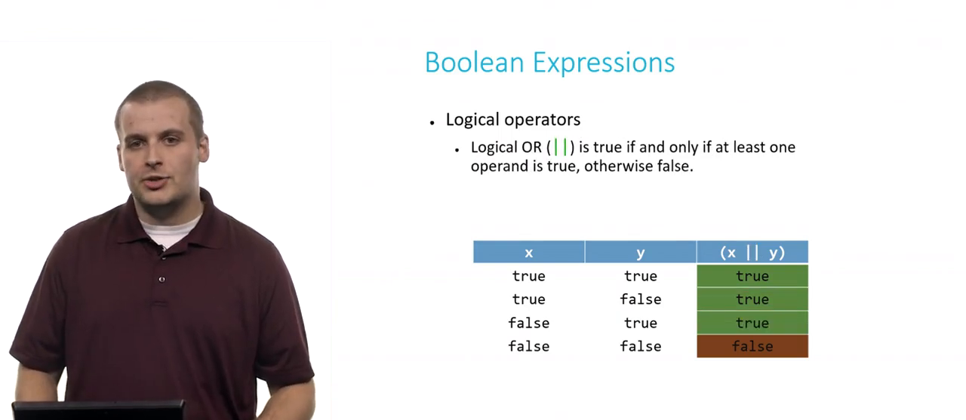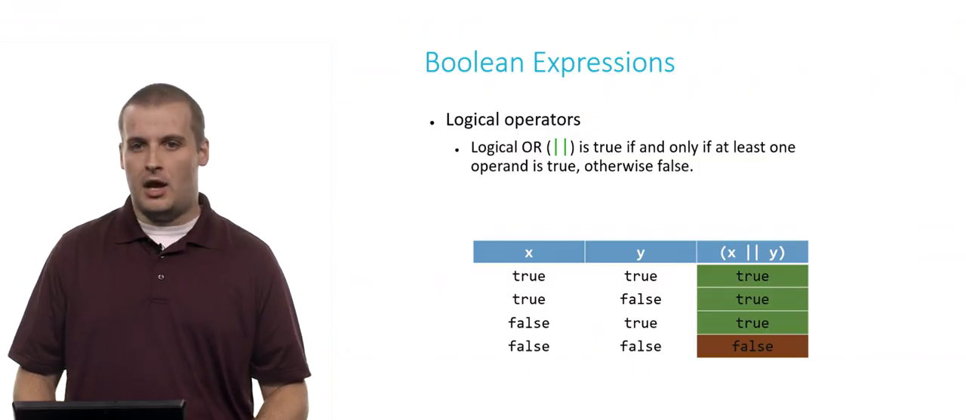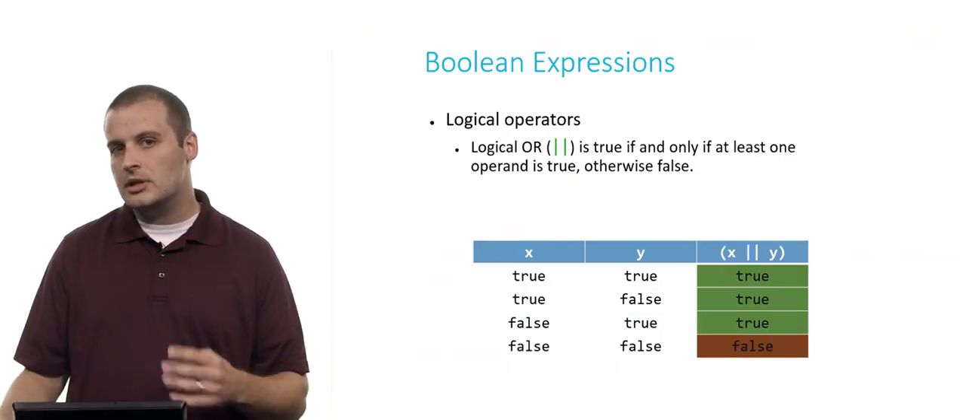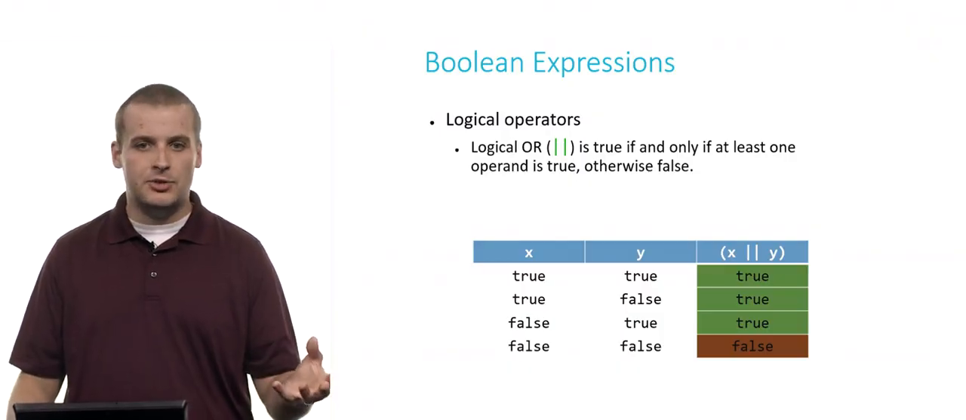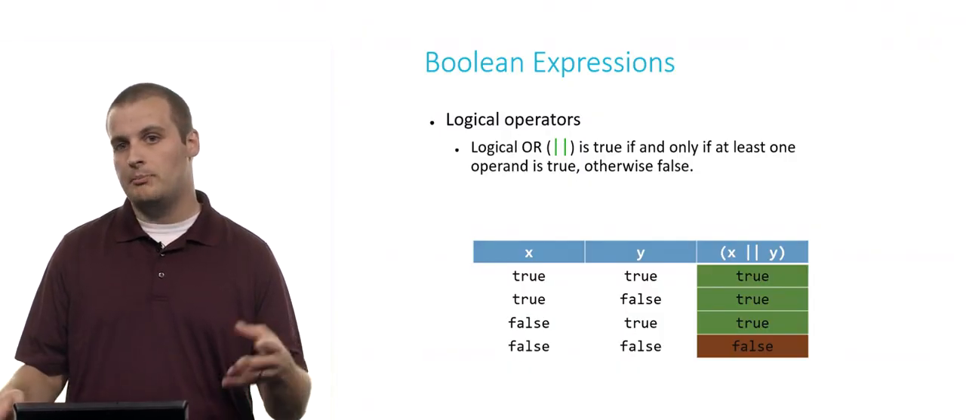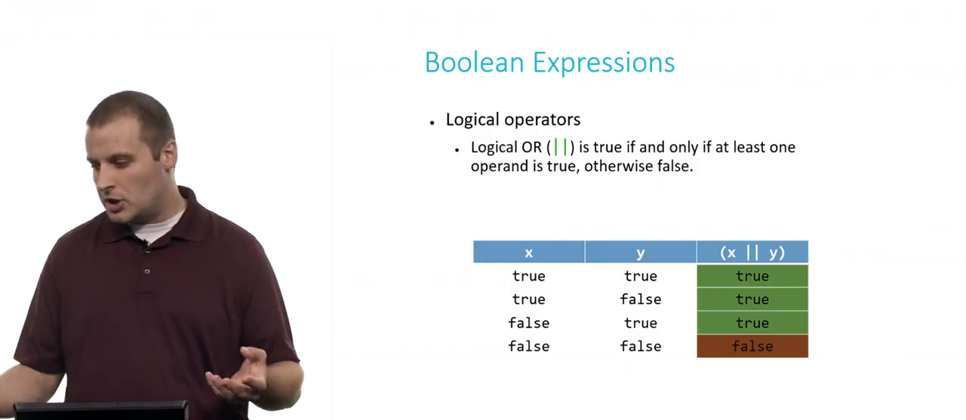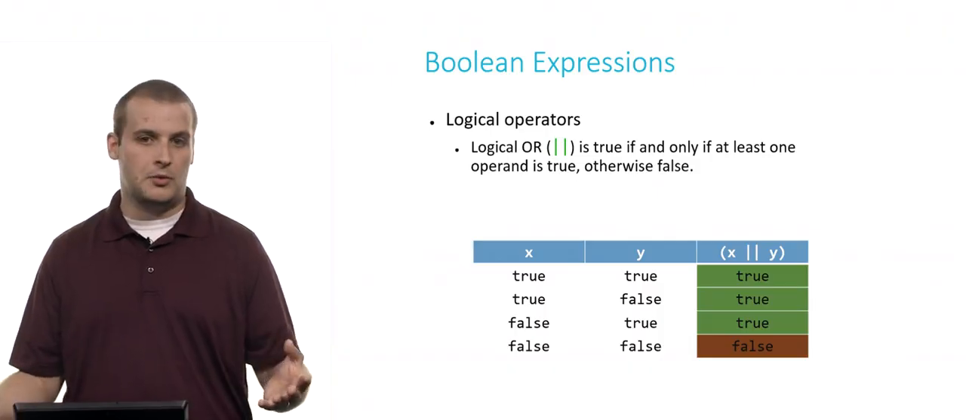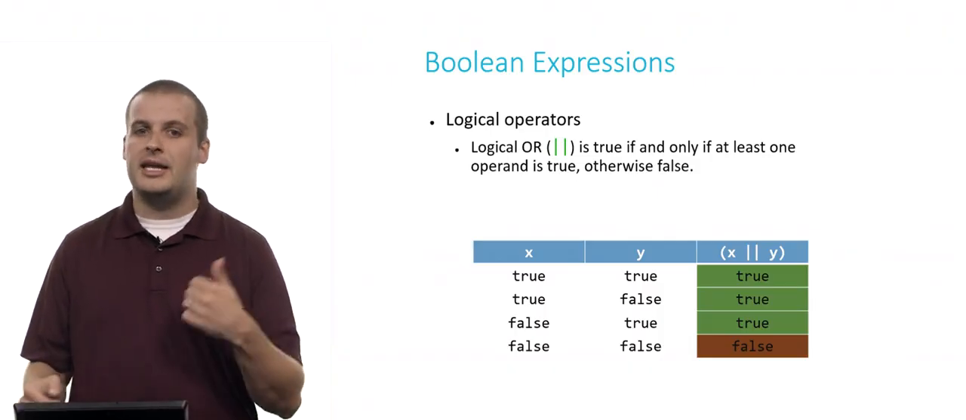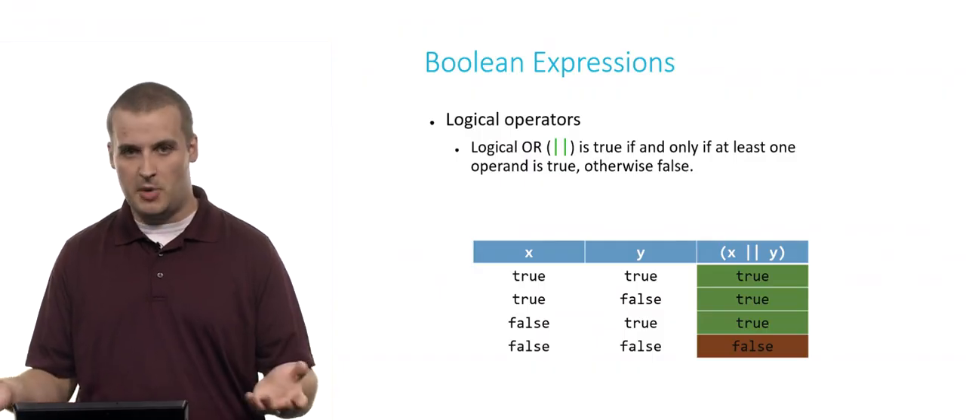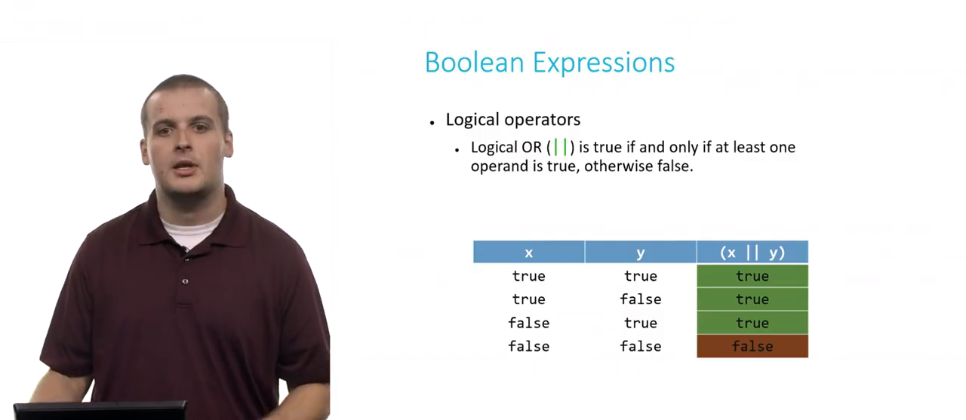Logical OR is true if and only if at least one operand is true, otherwise false. So logical AND required both x and y to be true. Logical OR requires x to be true, or y to be true, or both x and y to be true. So again, we find ourselves at a fork in the road. And we want to go down a particular path if x is true or if y is true. But not necessarily if both are true, but possibly if both are true.